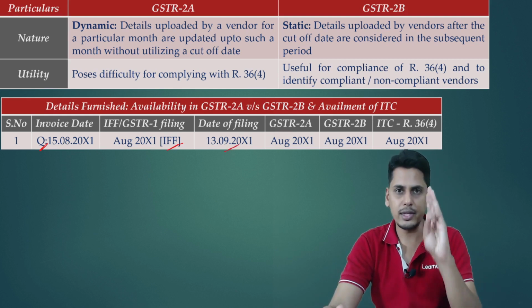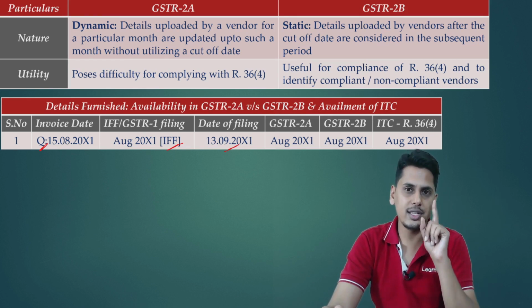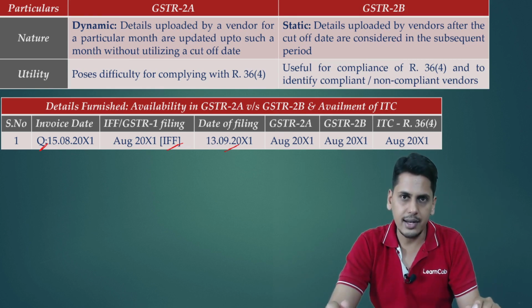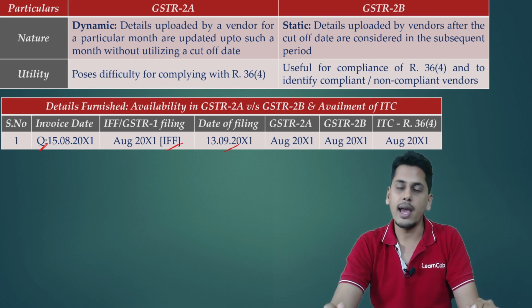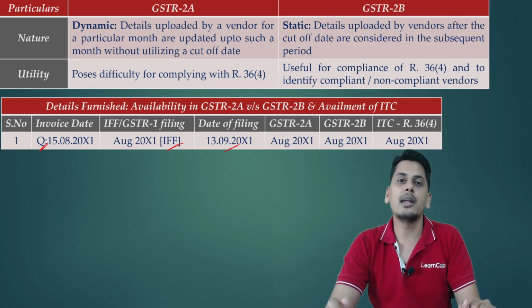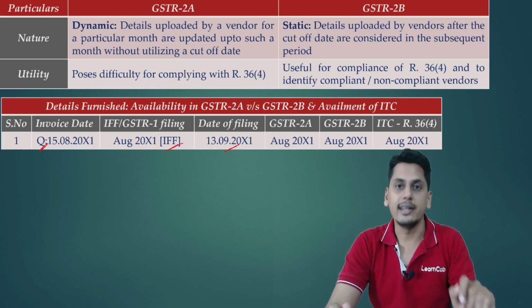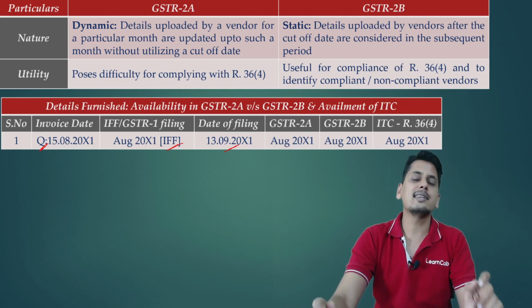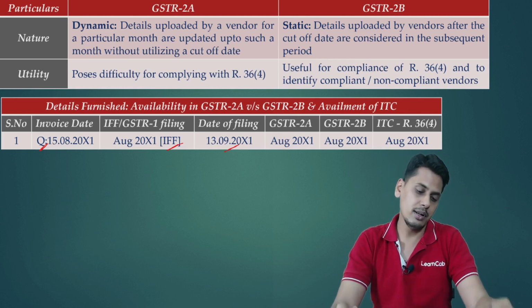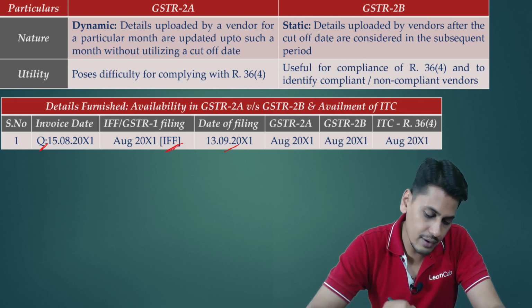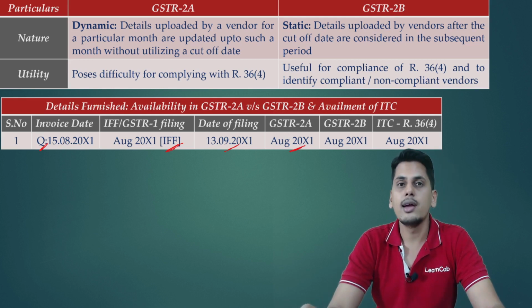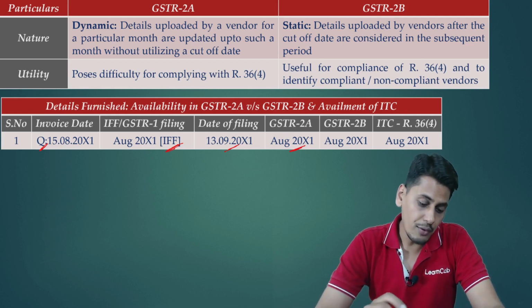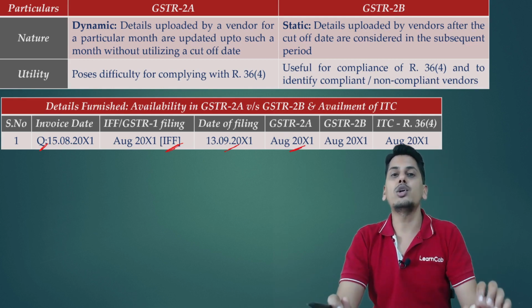Friends, the same three questions. In which month's GSTR 2A is this going to reflect? In which month's GSTR 2B it is going to reflect? And input tax credit can be taken in which month's return? So friends, as regards 2A, it is very simple. He has included it in IFF of August, so therefore it would appear in GSTR 2A of August.